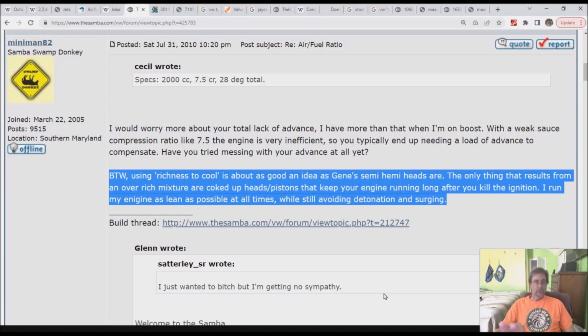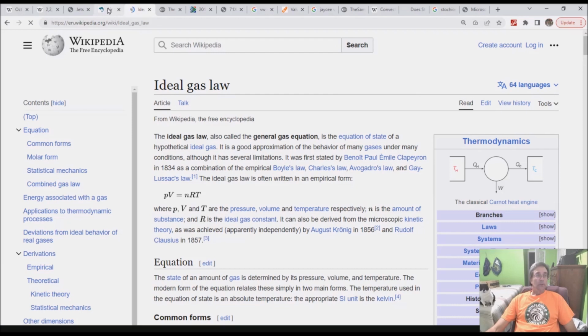Let's finish this off with the words of wisdom here from Miniman82. By the way, using richness to cool is about as good an idea as Gene's semi-hemi heads are. The only thing that results from an over-rich mixture are coked-up heads, pistons that keep your engine running long after you kill the ignition. I run my engine as lean as possible at all times while still avoiding detonation and surging. Thank you, Miniman82. So let's take a look at something else here real quick.